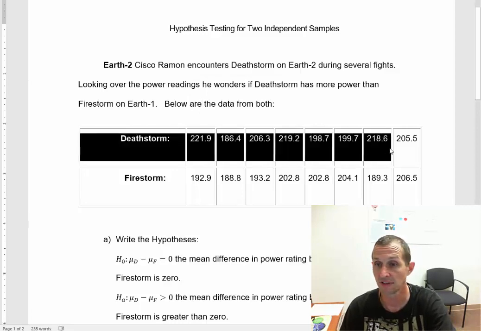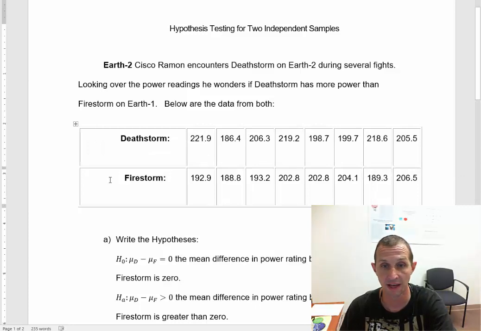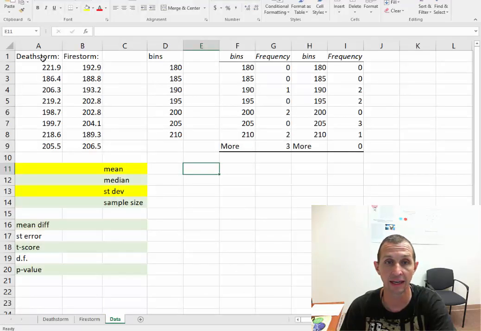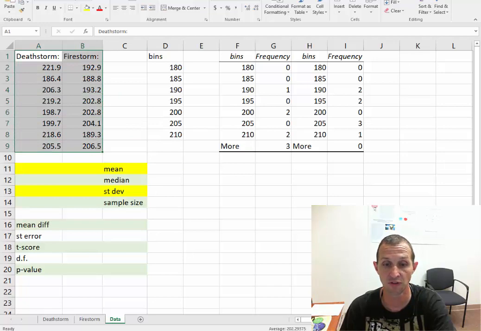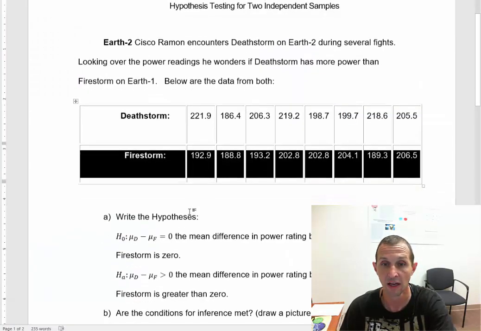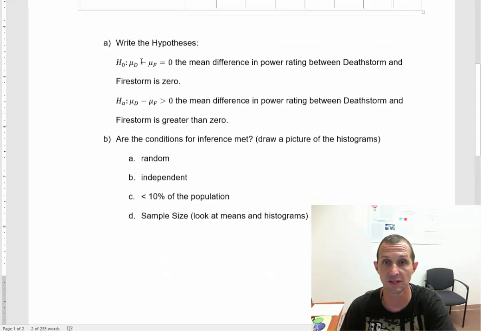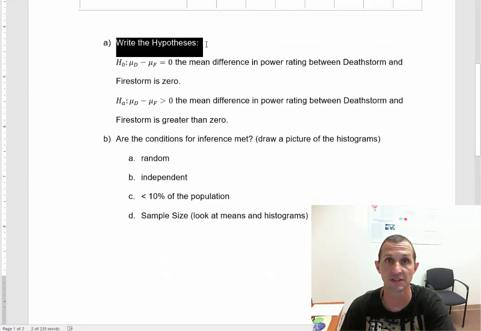Here are Death Storm's power ratings in megajoules or something like that. Here are Firestorm's ratings right here. Basically, I put them in my Excel spreadsheet so I could do a few things with them. When we're doing a hypothesis test, the first thing we have to do is write the hypotheses.